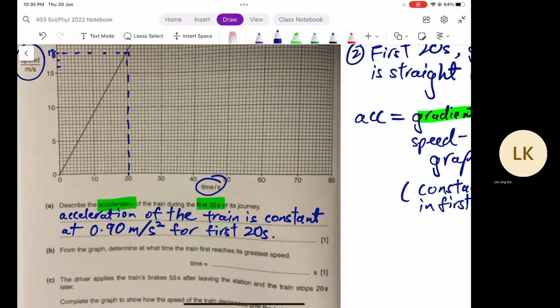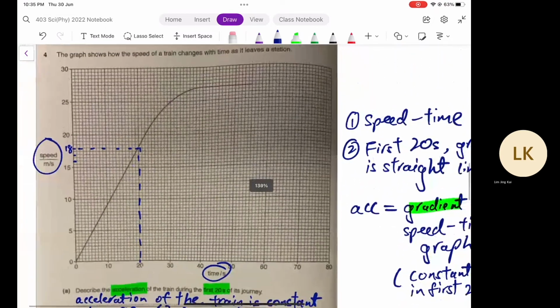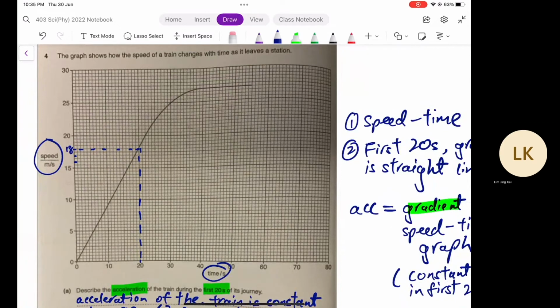Okay, so looking at the next part of the question, from the graph, determine at what time is the greatest speed. So the keyword is actually from the graph. So you actually need to refer back to the graph itself. So looking back at the graph, okay, you notice that the highest part of the graph is somewhere around here. Okay, at around the 27, I suppose, yeah.